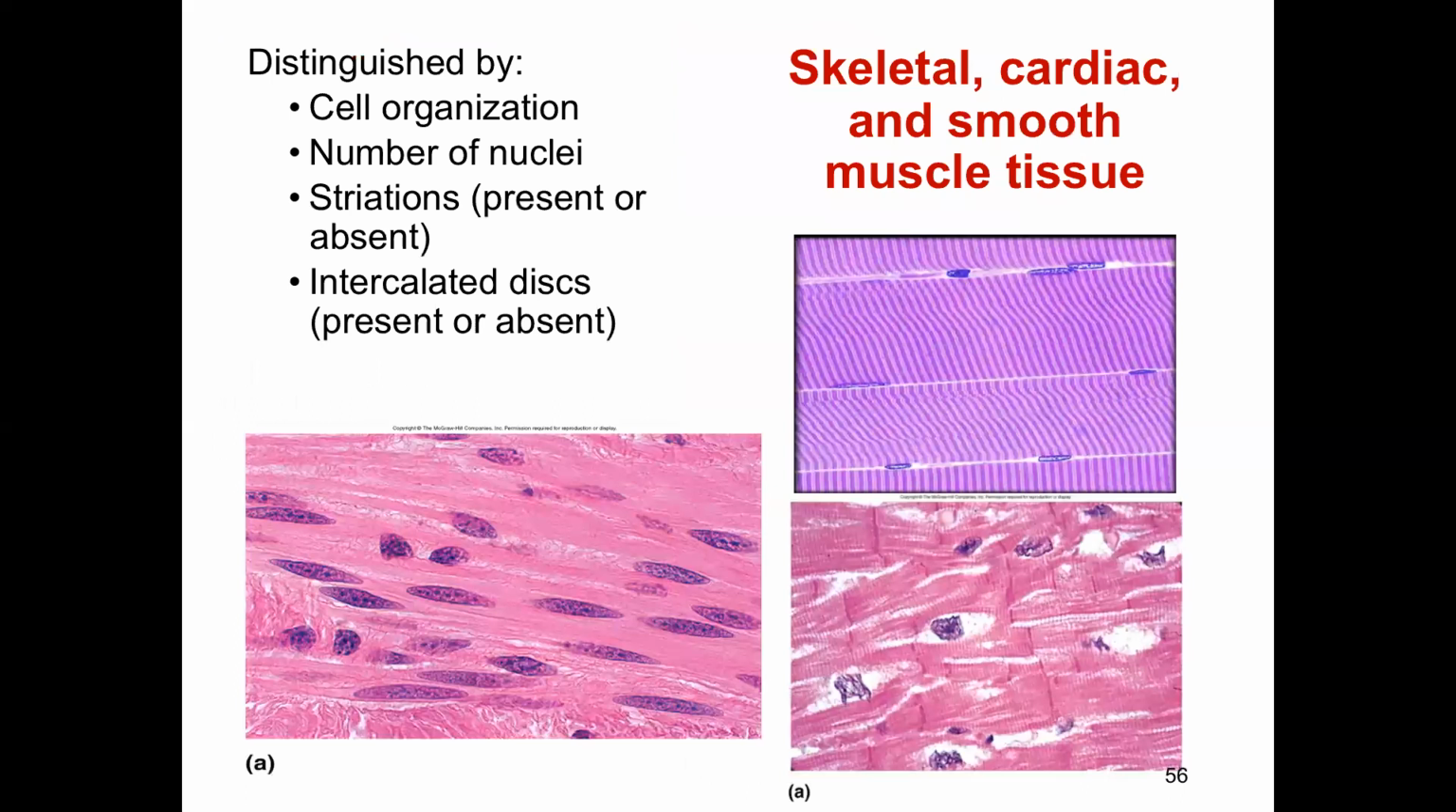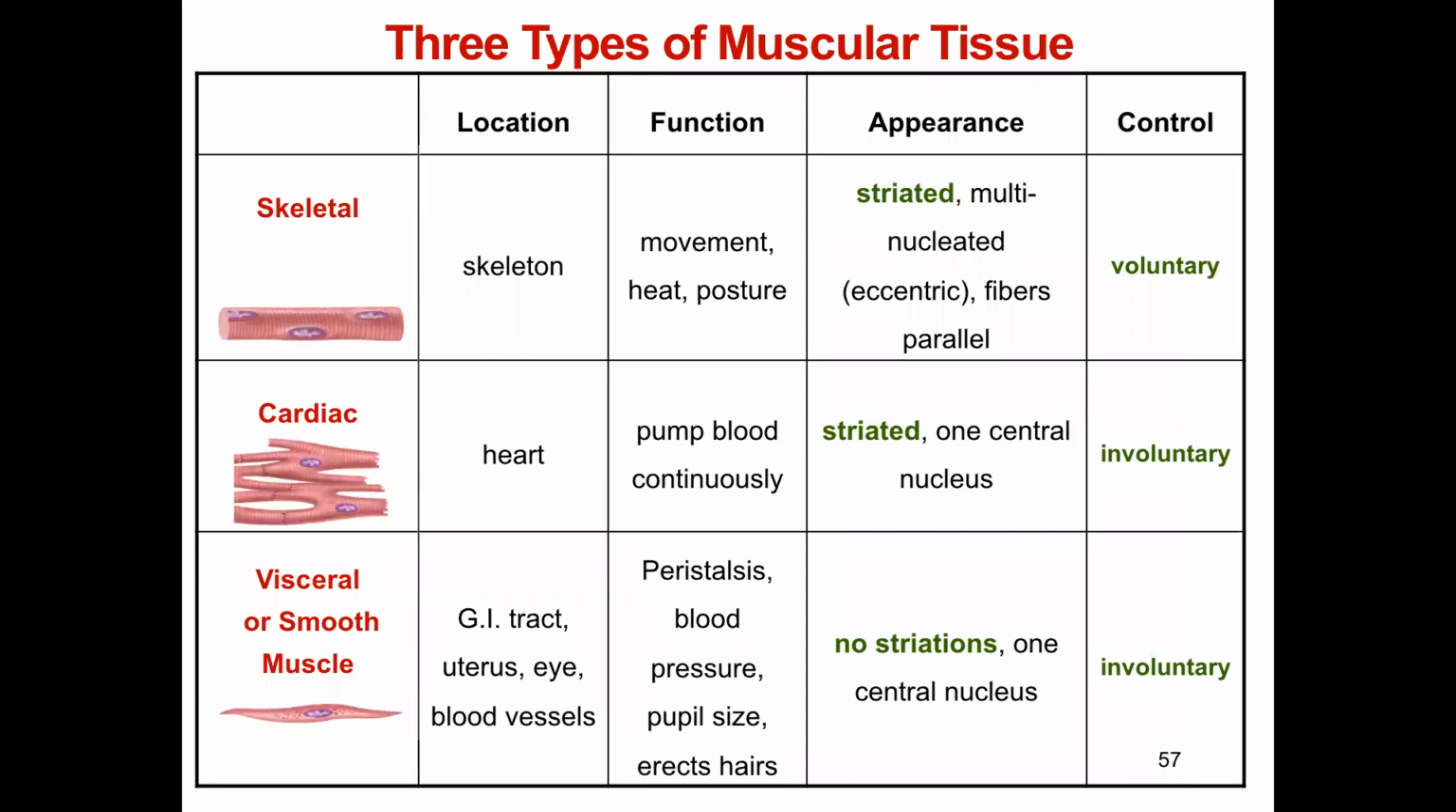Now, a few other ideas. Okay, so here you can see another look at skeletal, cardiac, and smooth muscle. Hopefully, you can tell which one's which. If you're at all confused here, make sure you ask. All right. And then here's a table that sort of summarizes everything I just said. So hopefully this will help you.